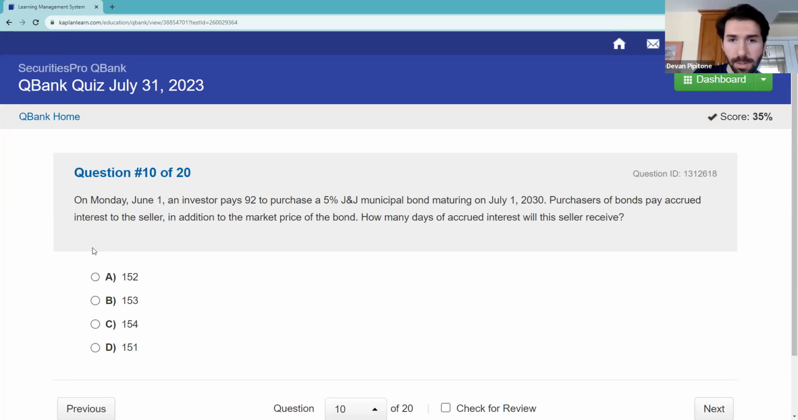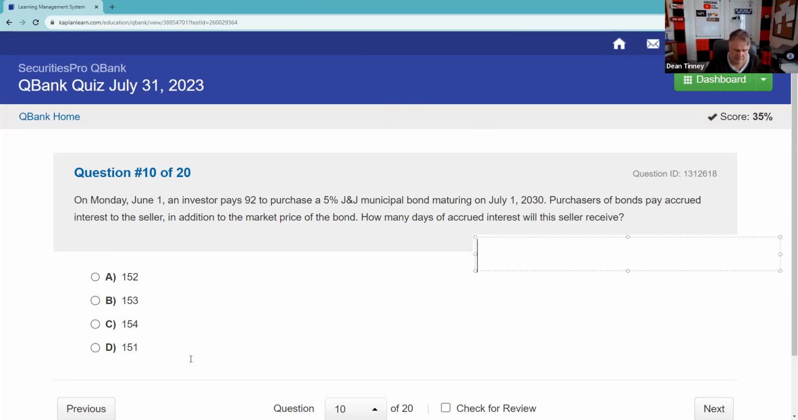And the settlement date would be June 3rd, correct? Well, let's see. It says on Monday, June 1st. They didn't tell you settlement, so be careful. What I like to do when I'm doing this on my scratch paper is just make a note of June 3rd now as settlement.